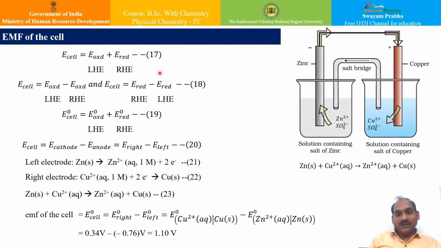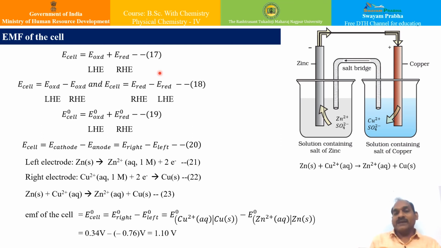So the potential of an individual half cell cannot be measured, because it is a single electrode. With respect to what will you measure, isn't it? So it cannot be measured individually. You have to have some other electrode as a reference, so that the difference can be measured. So we can measure only the difference between two half cell potentials, that gives the EMF of the cell, that is the electromotive force of the cell.